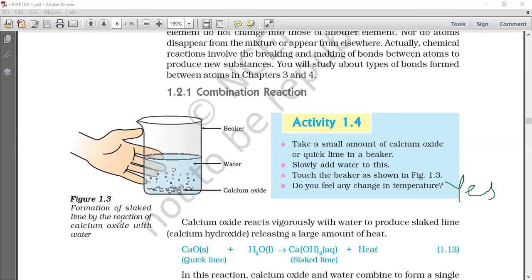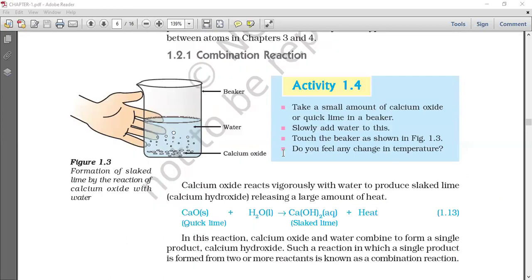So what happens? Formation of slaked lime, by the reaction of calcium oxide with water. You'll get a paint. That slaked lime we apply on the walls. Mostly in villages, they use this slaked lime instead of paints. Slaked lime is produced when we mix calcium oxide or quicklime with water.